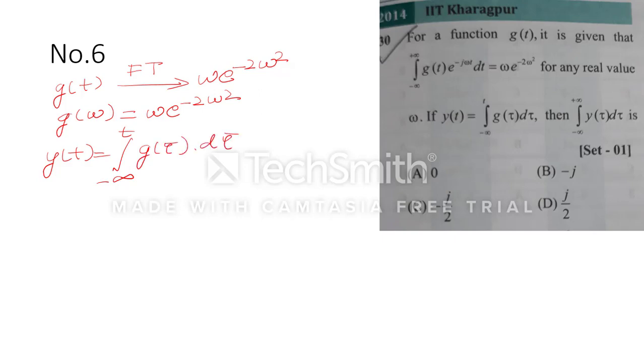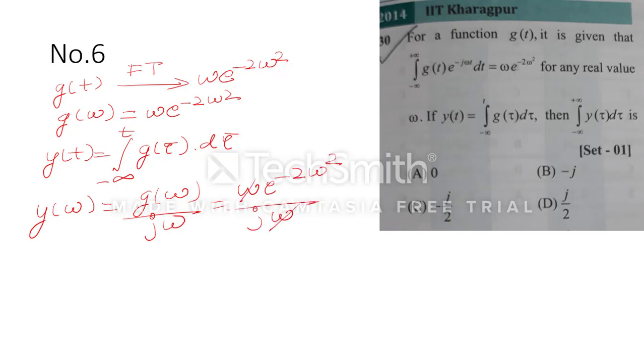So if we take the Fourier transform of this function, we will get Y(ω) equal to, we know that for the Fourier transform, if integration is there, then G(ω)/jω will come, with jω in the denominator, and we know the value of G(ω). So we can place this value: ω e^(−2ω²)/jω. So ω and ω will cancel out, j we can take in the numerator, so we will get −j e^(−2ω²). This is our Y(ω).